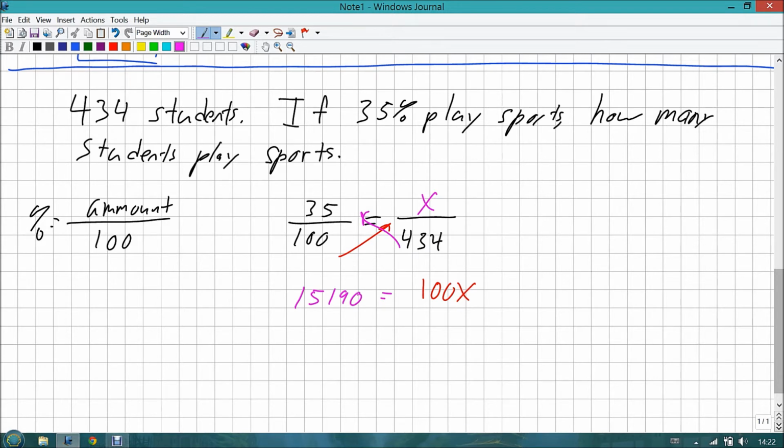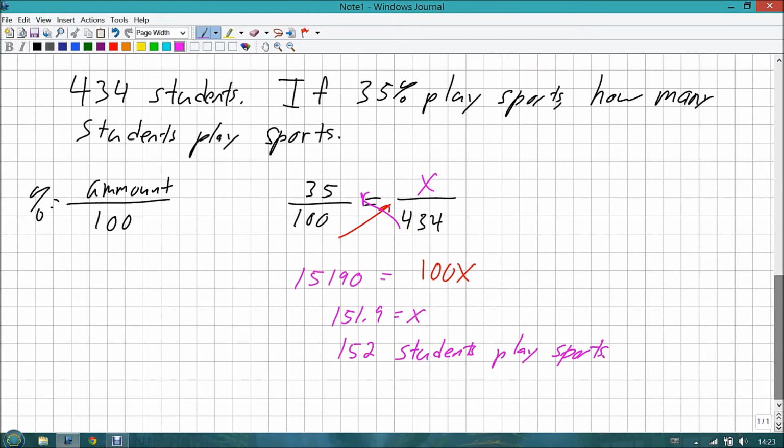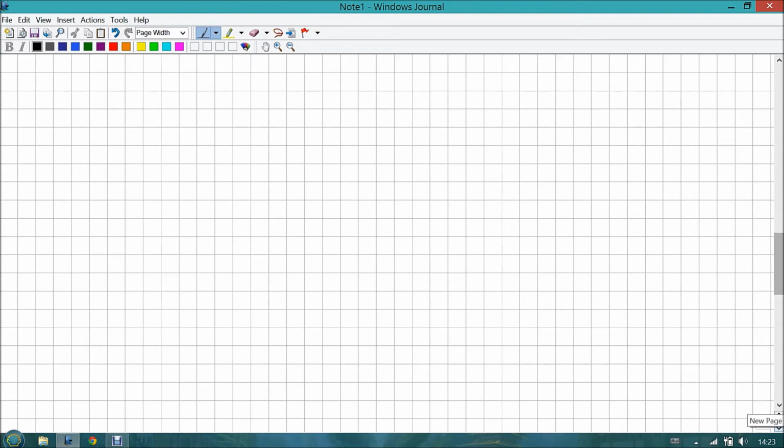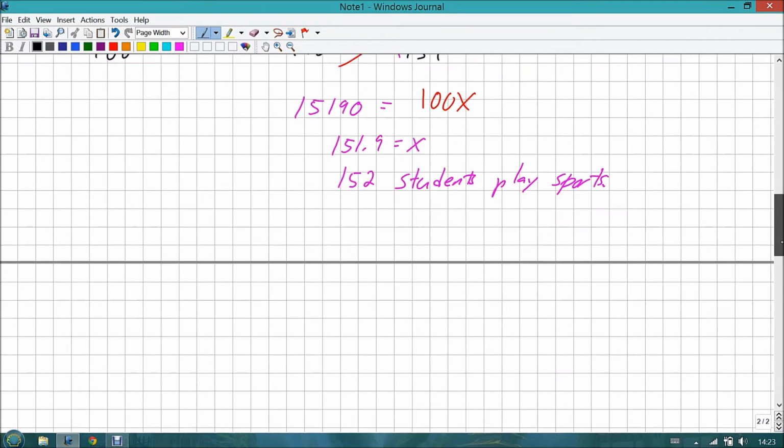15,190. All right. Now we take that 15,190 and divide it by 100, and we get 151.9. So, in other words, 152 students play sports at that not quite as awesome as Charter High School, Prospect Charter High School. All right. So percentages, they're really proportion in disguise. Go figure. All right. We've got that one down.